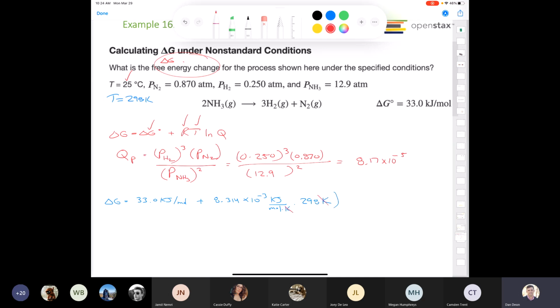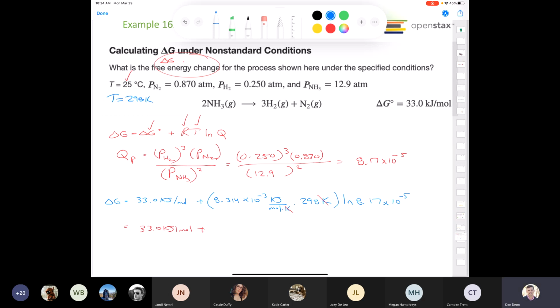So that cancels out. We end up with 33.0 kilojoules per mole plus, did I leave out the ln? Good gravy. Plus times the ln of 8.17 times 10 to the negative 5. There we go.